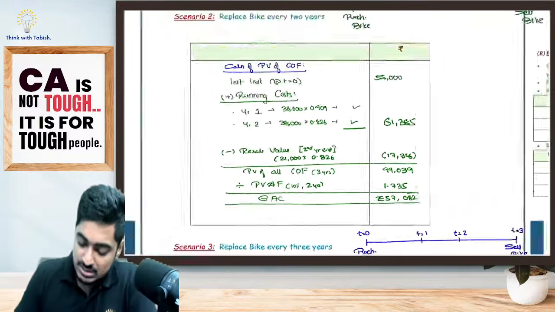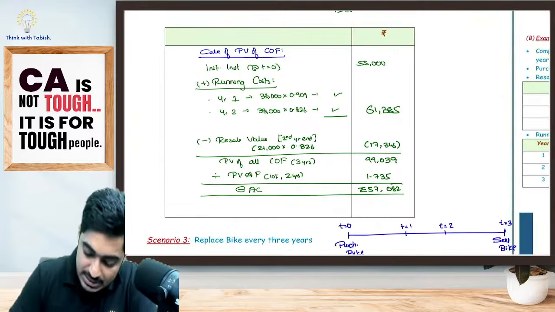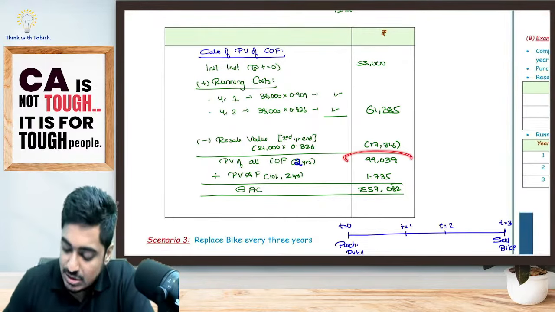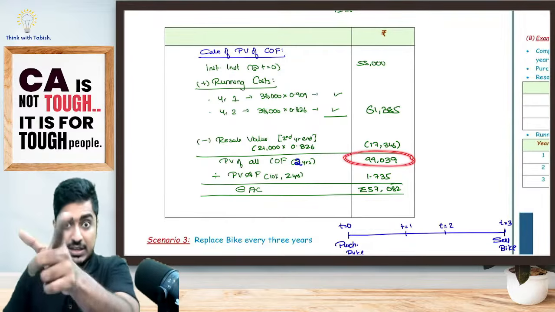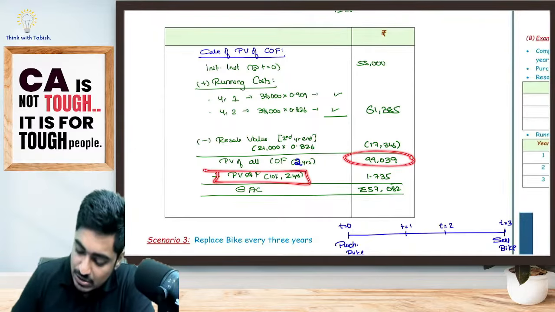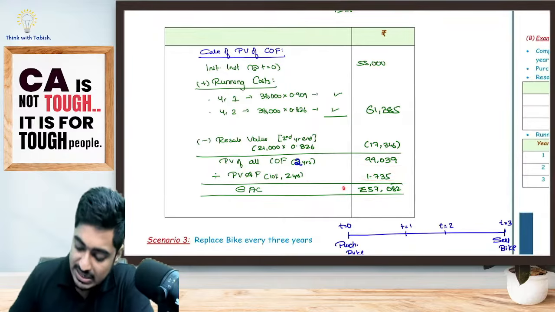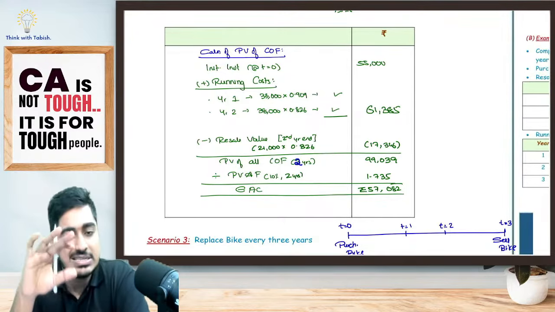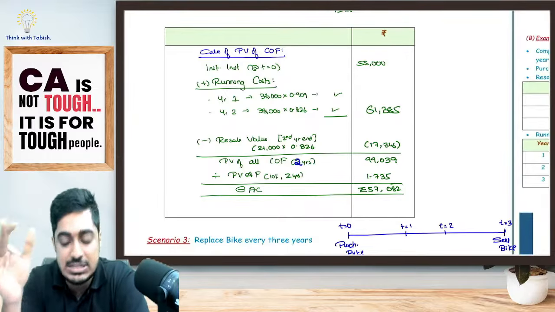If I use the bike for 2 years, the present value of all cash outflow is going to be 99,039. You want to know every year, so you will divide by the present value annuity factor for 2 years. You will get the equivalent annual cost of 57,080. Is this clear? The same thing will repeat for every situation.